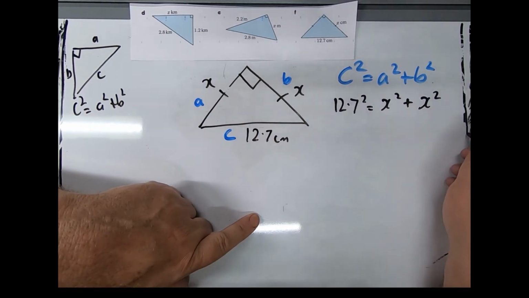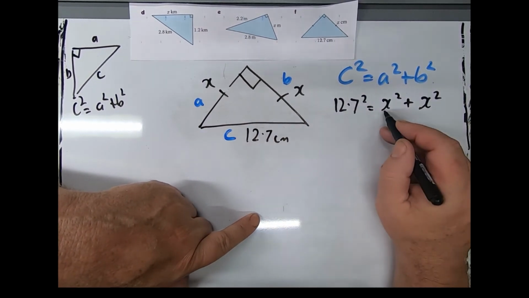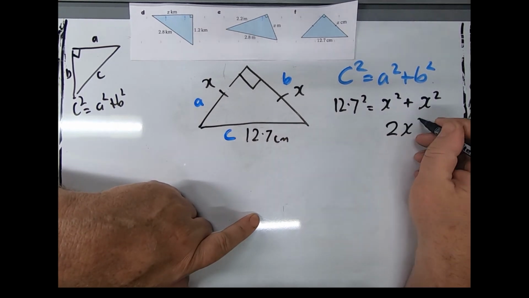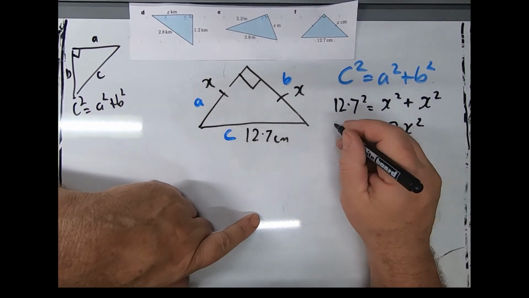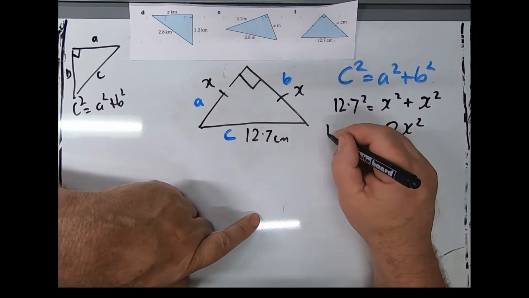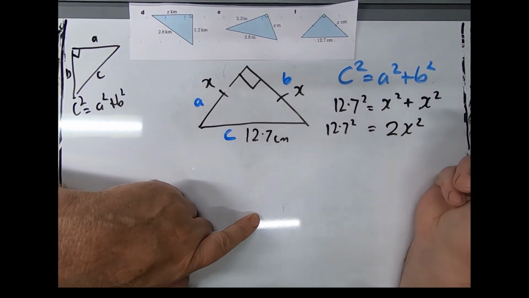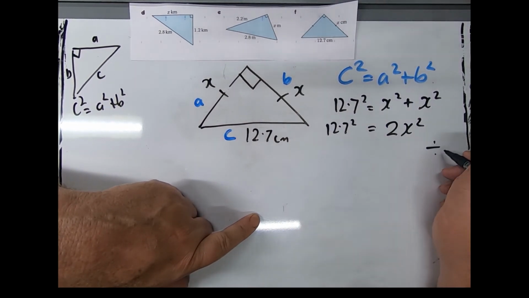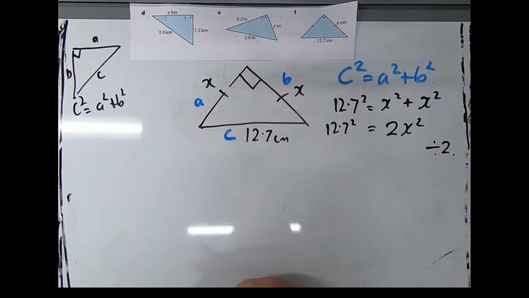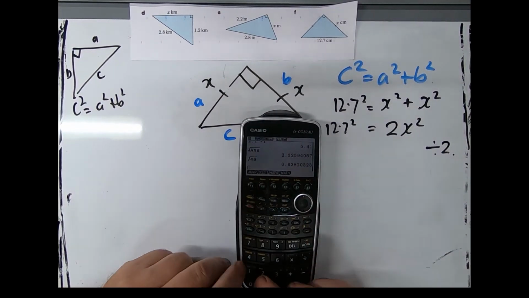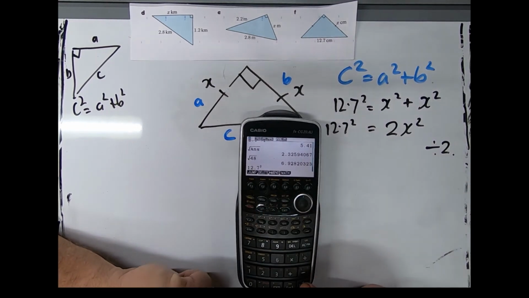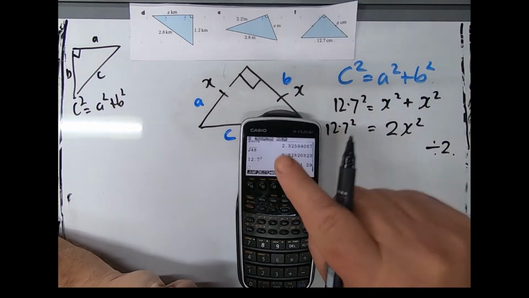Right, a little bit of algebra. How many of these have I got? I've got 2 of them, this one plus this one. So I've got 2 of these X squareds. And I'm past the awkward step. 12.7 squared. Now we've got to get, what's the opposite of timesing by 2? We need to divide by 2. So first of all, before we get too much further, who knows what 12.7 squared is? 12.7 squared. I really do hope that's showing up.